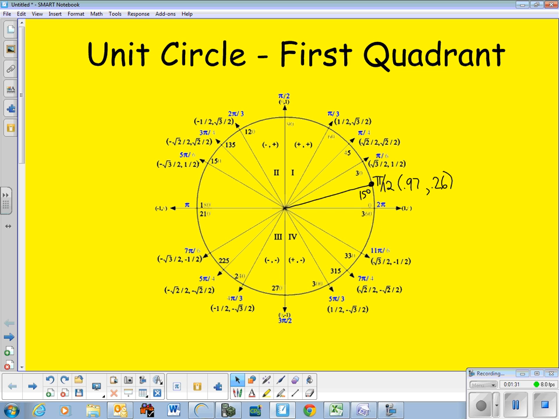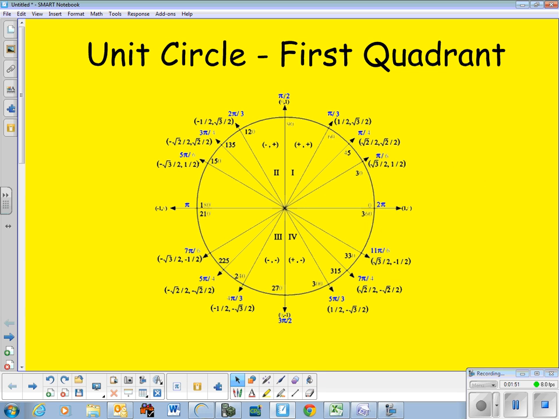I can of 30 and of 45 and of 60. And that way we have some good reference points, 3 in each quadrant, not including the poles. And so this also allows us to do some non-calculator questions. But this would be considered a completed unit circle.